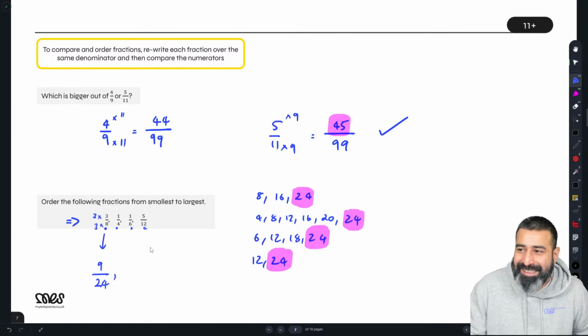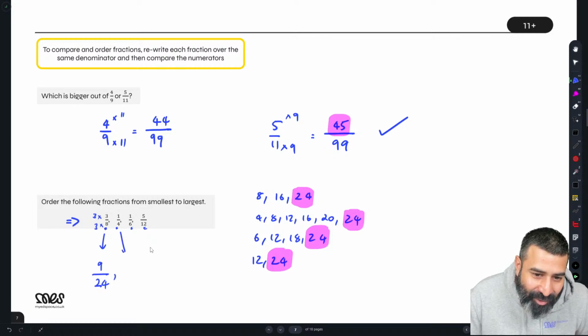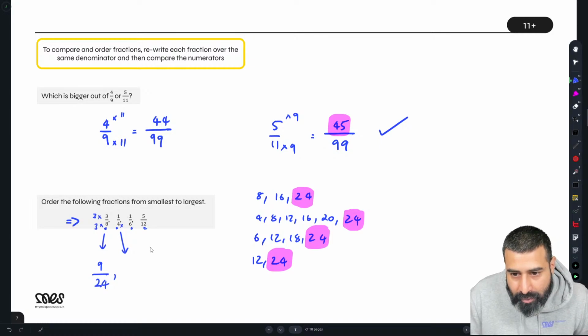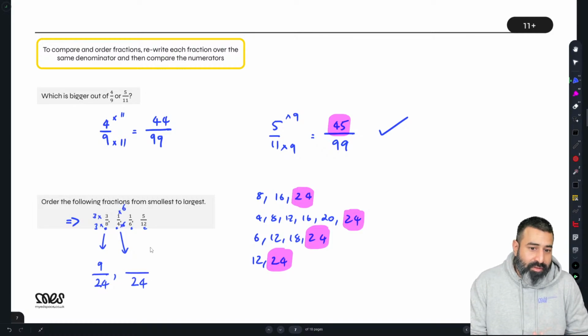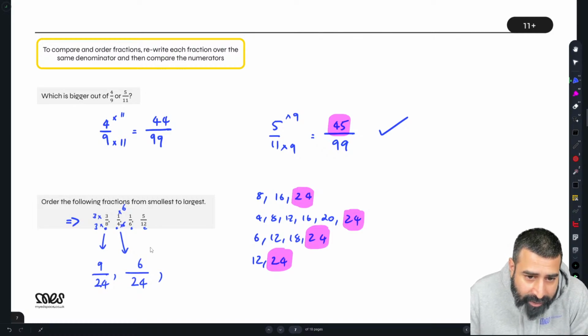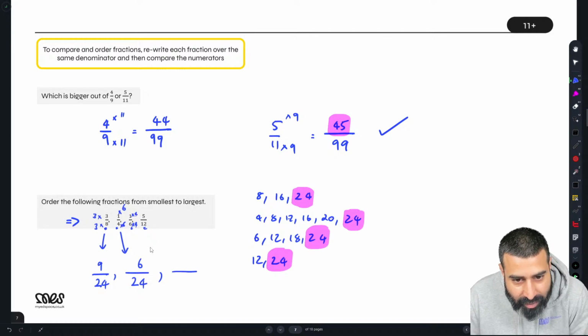No worries. Okay. And then 1/4. Now, what are we going to multiply this by to get to 24? So look, 1, 2, 3, 4, 5, 6. I have to multiply that 4 by 6 to get to something over 24. Whatever I do to the bottom, I do to the top. So 1 times 6 is 6. Okay, I am going to multiply the denominator by 4 there and the numerator by 4. So that becomes 4 over 24.